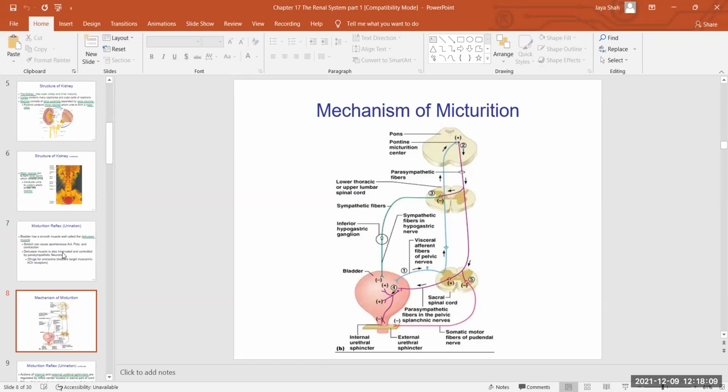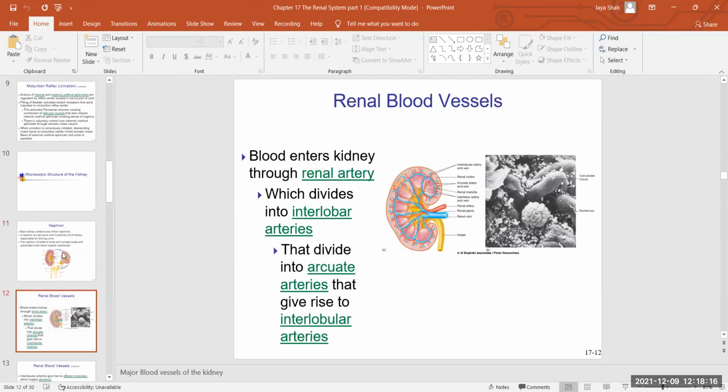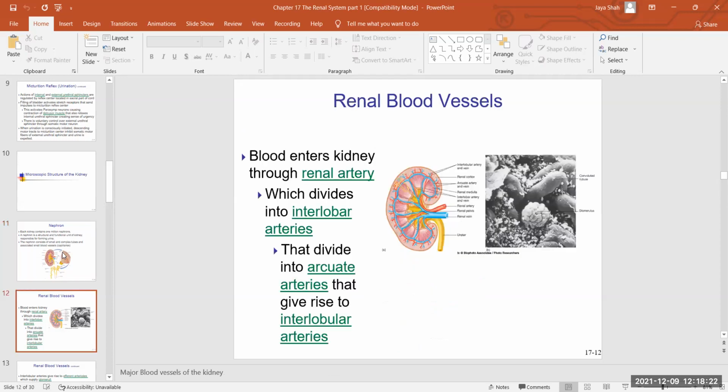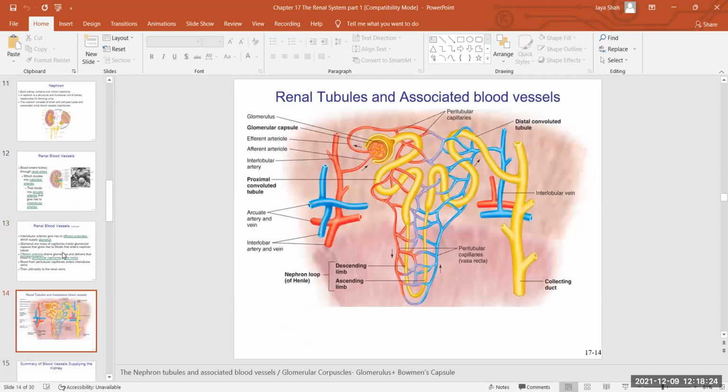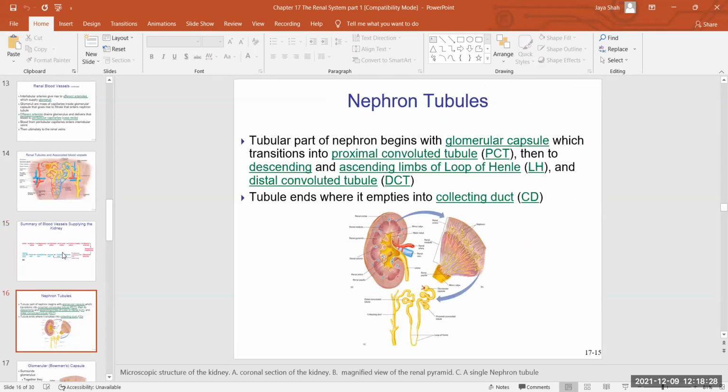Role of sympathetic, parasympathetic, and somatic nervous system. Microscopic structure and the nephron. So structure of nephron is very important. What are the parts of a typical nephron and how they produce blood flow in the kidney and how they filter blood to make urine. So parts of the nephron.